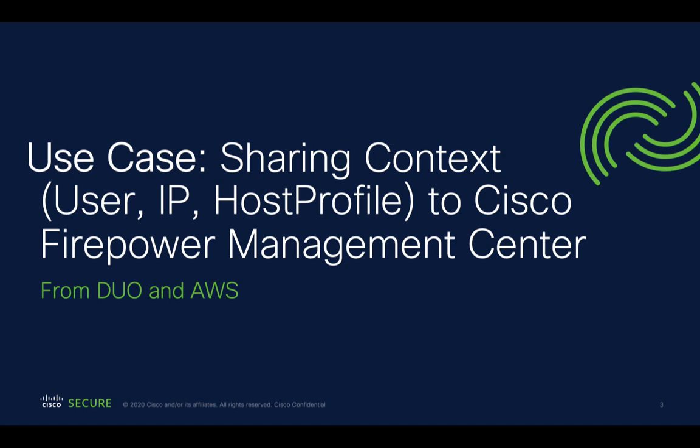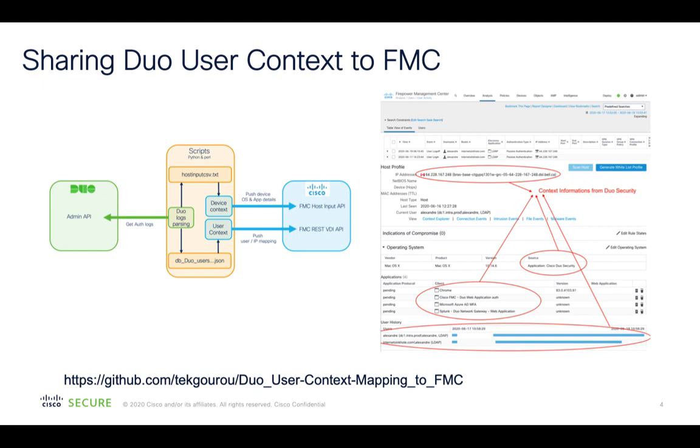So I have chosen to show you how we can leverage Duo and also AWS information that those two solutions already have, whether it's a user that has been authenticated to Duo, IP, or host profile as well, from Duo context or from AWS, and share that information with Firepower Management Center. So the first one is how do we essentially share Duo user context with FMC?